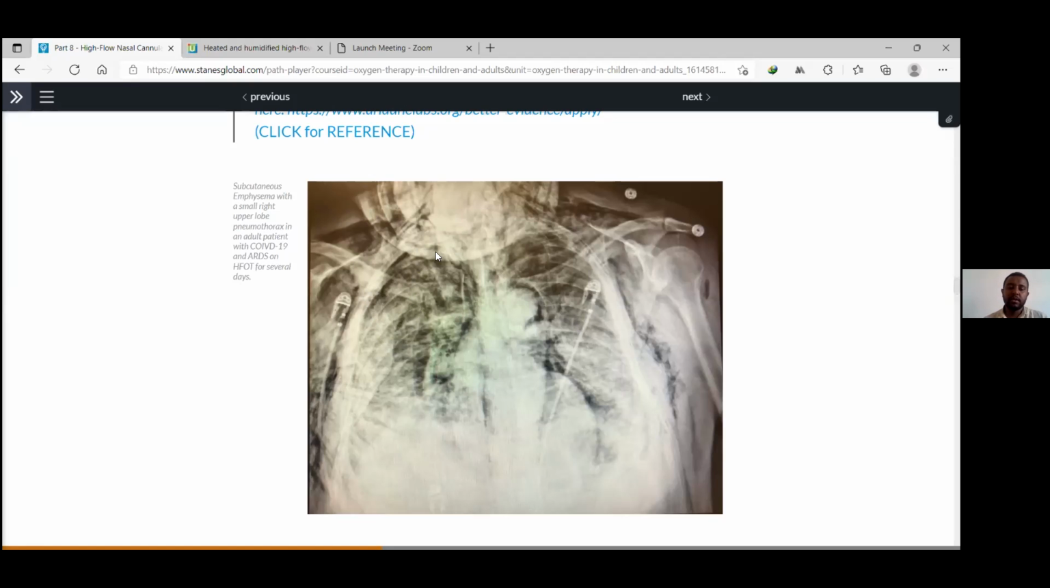So applying a high flow therapy in these patients with a very low compliance of the lung might lead to barotrauma, but comparing it with NIVs and mechanical ventilation, which push the gas with a positive pressure, they have a much higher complication rate of pneumothorax in these patients. So this is one example.